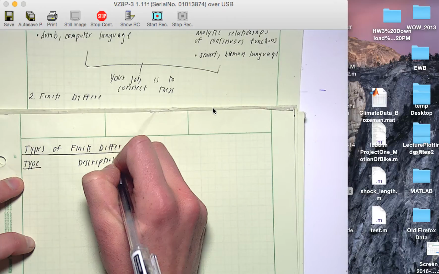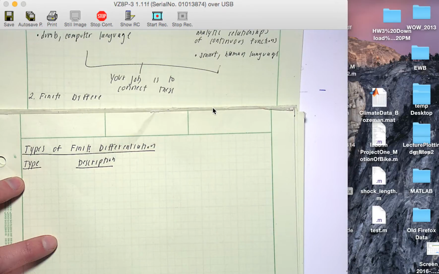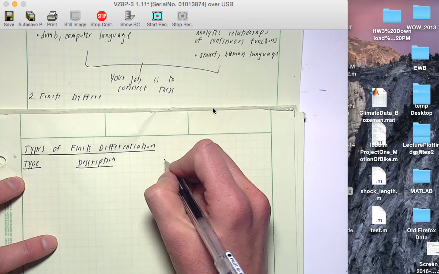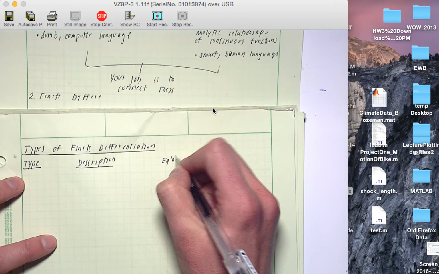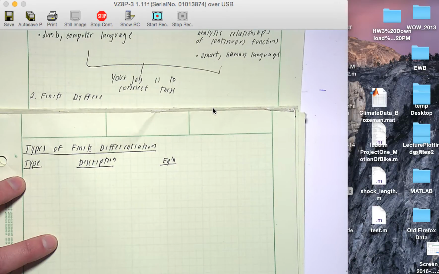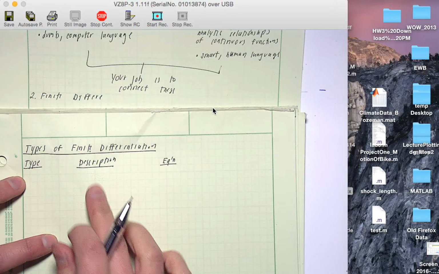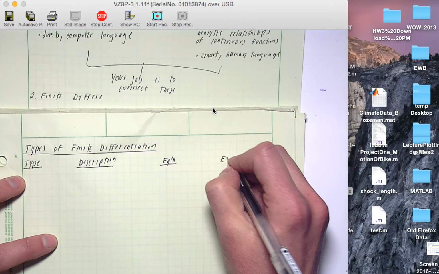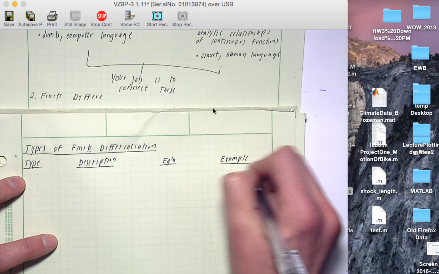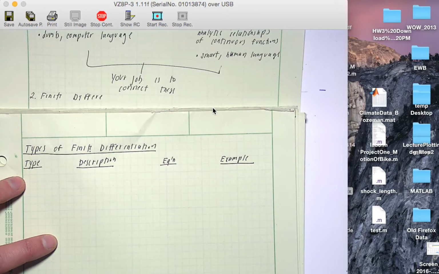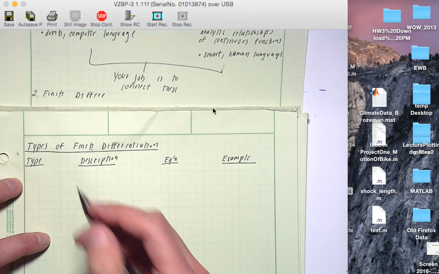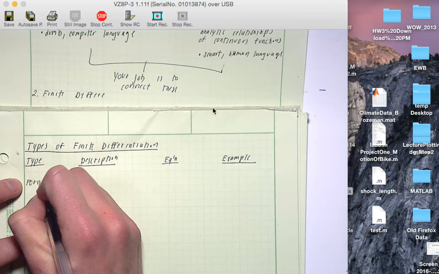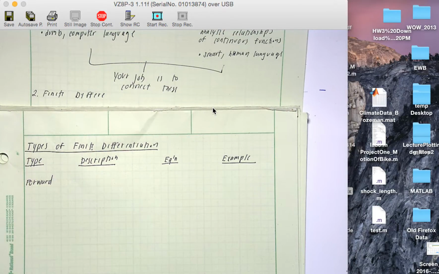So I'm going to show you several different types of differentiation, different methods. I'm going to show you the name of the type, which is what's used in the numerical methods community, and I'm going to describe it. I'm going to provide you the equations, which is kind of what you need to do in MATLAB. And then I'm also going to show it to you in a plot example so you can visualize it. So the first type of derivative is called a forward difference.